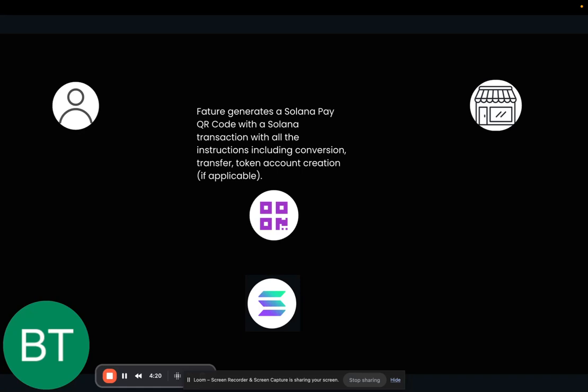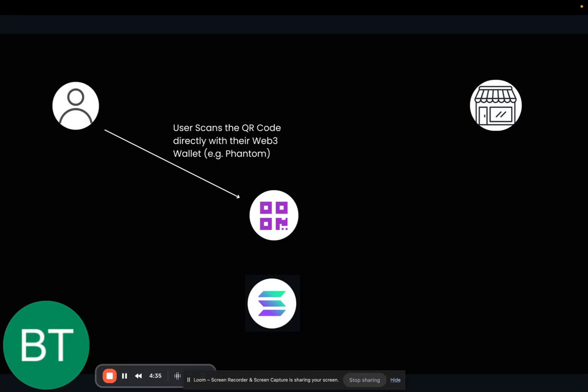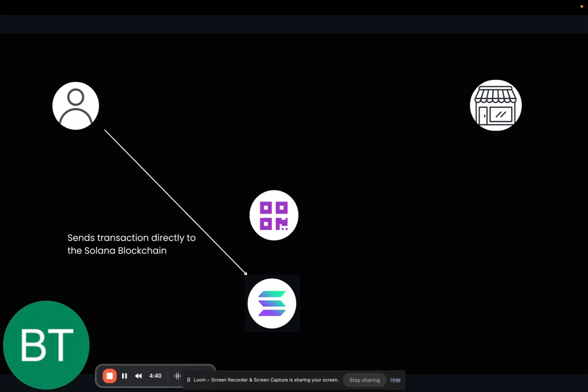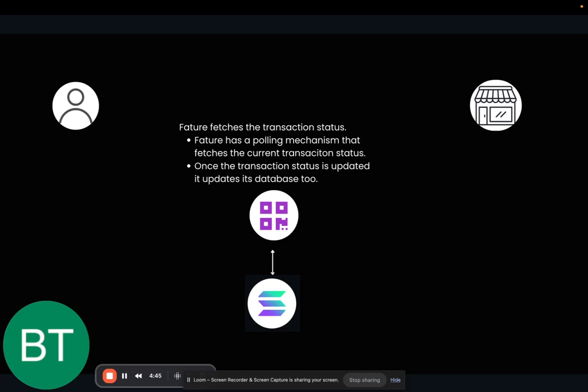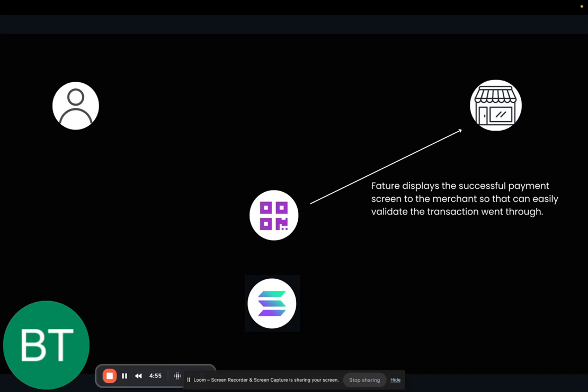And Fature is fully integrated with Solana Pay, so it generates a QR code with the list of instructions, including conversions, transfers, and token account creation. So then the user scans the QR code directly from their Web3 wallet. And then from the Web3 wallet, they send a transaction directly to the Solana blockchain. Fature then uses its polling mechanism to fetch the current transaction status. And once the transaction is updated, it updates its local database too. And then Fature displays a successful payment screen to the merchant so they can validate the transaction went through.